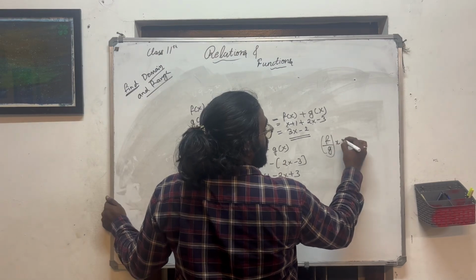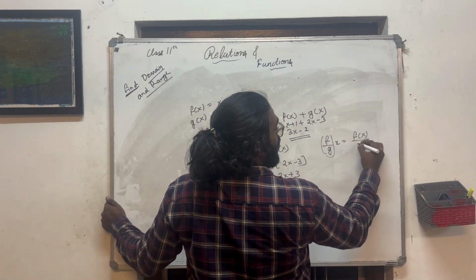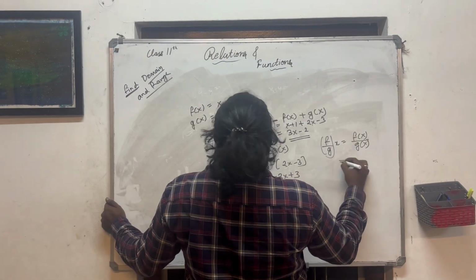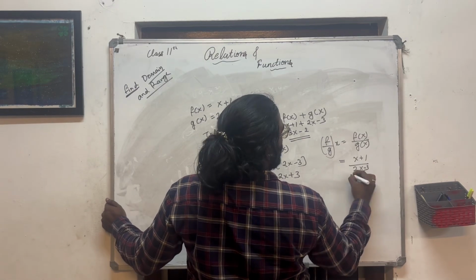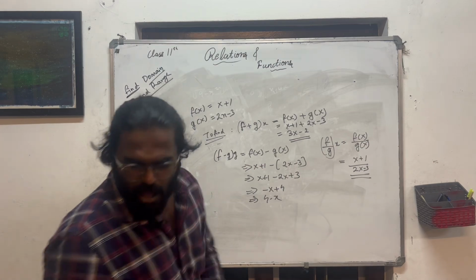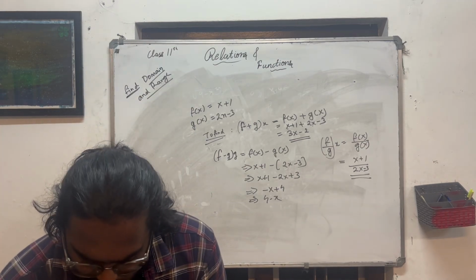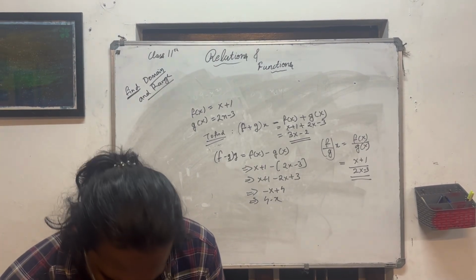of x. तो इसको लिखेंगे f of x by g of x. f of x क्या है? आपका x plus 1 है. g of x 2x minus 3. I hope that was a question. Let me check out the question and come. Get back to you in a minute.